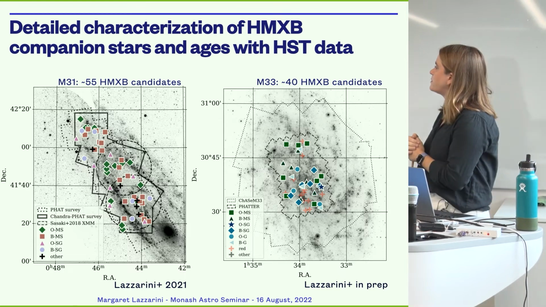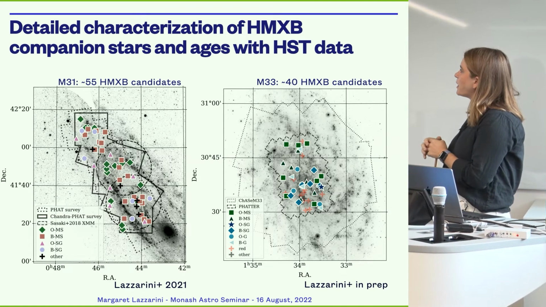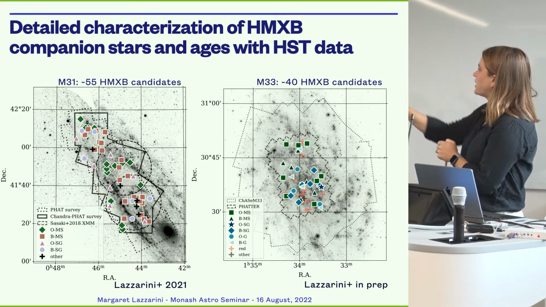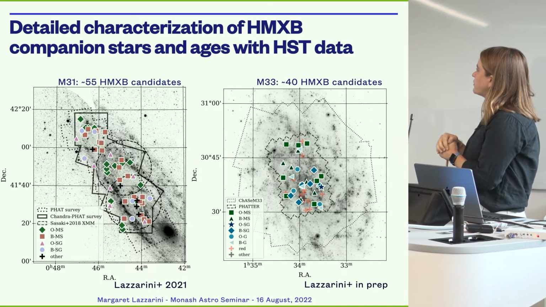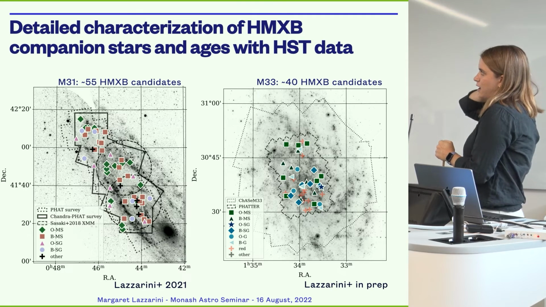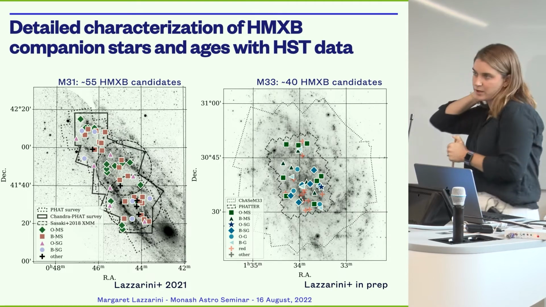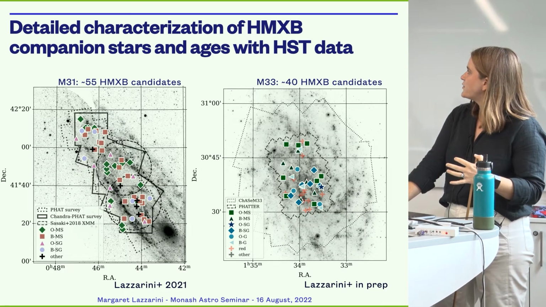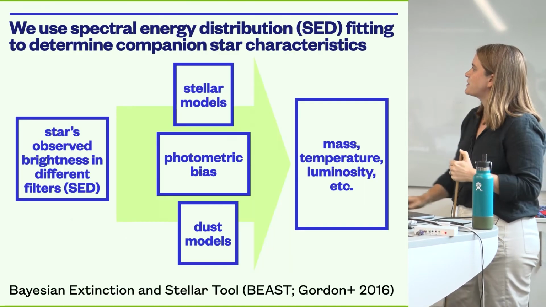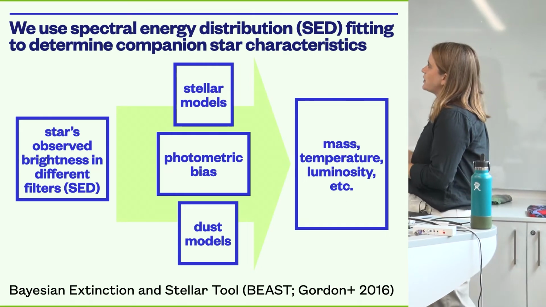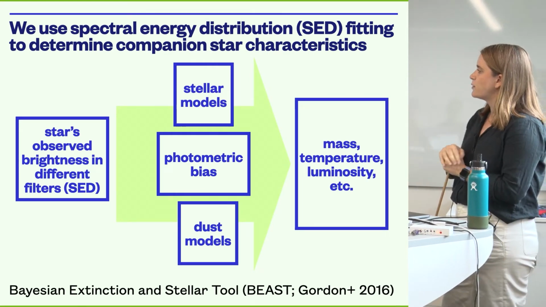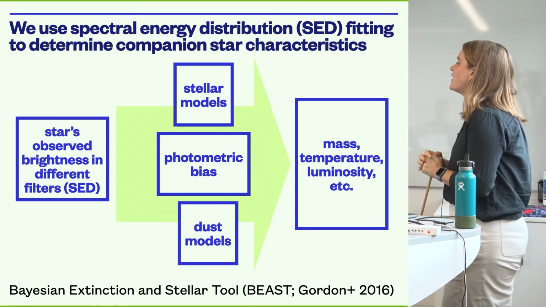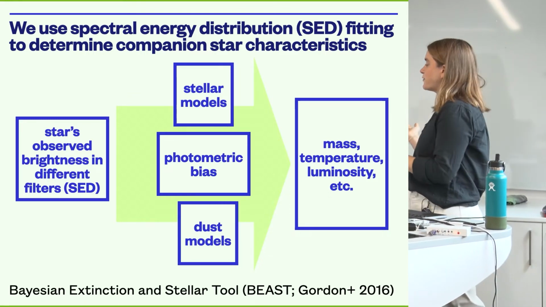On the left, I'm showing the M31 population, where we have about 55 HMXB candidates, overplotted there. And on the right, I'm showing the roughly 40 HMXB candidates that we've identified in M33. To talk a little bit about how we infer these physical properties to get the spectral types, we do spectral energy distribution fitting using a tool called the Bayesian Extinction and Stellar Tool, or the BEAST, which was developed in conjunction with the PHAT survey.